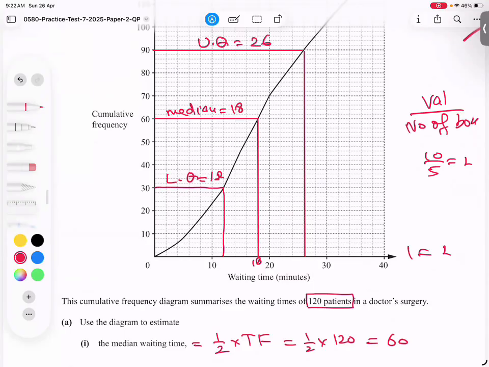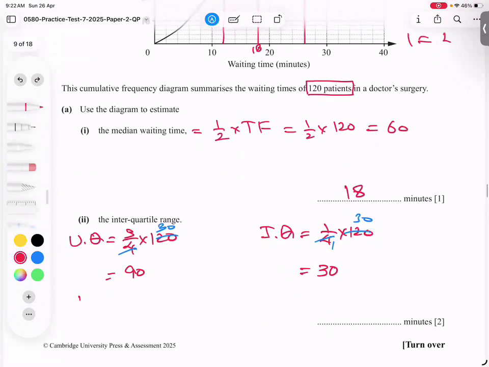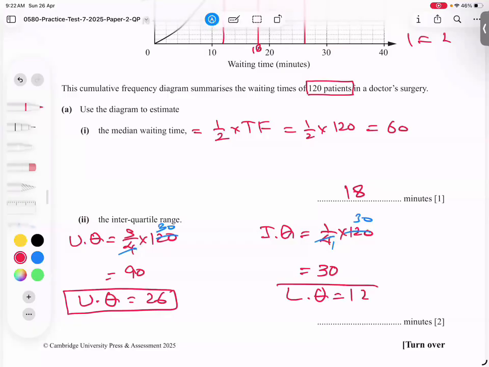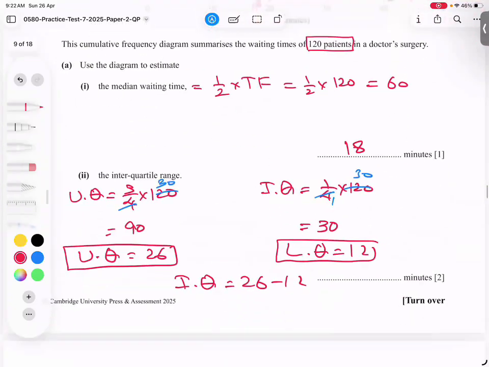And how do we get the interquartile range? Subtract the numbers, 12 and 26. The interquartile range is the difference of them. So 26 minus 12. Let me check again. 26 and 12. Okay, and we are getting 14. So the interquartile range is 14 minutes. I hope the point is very clear.